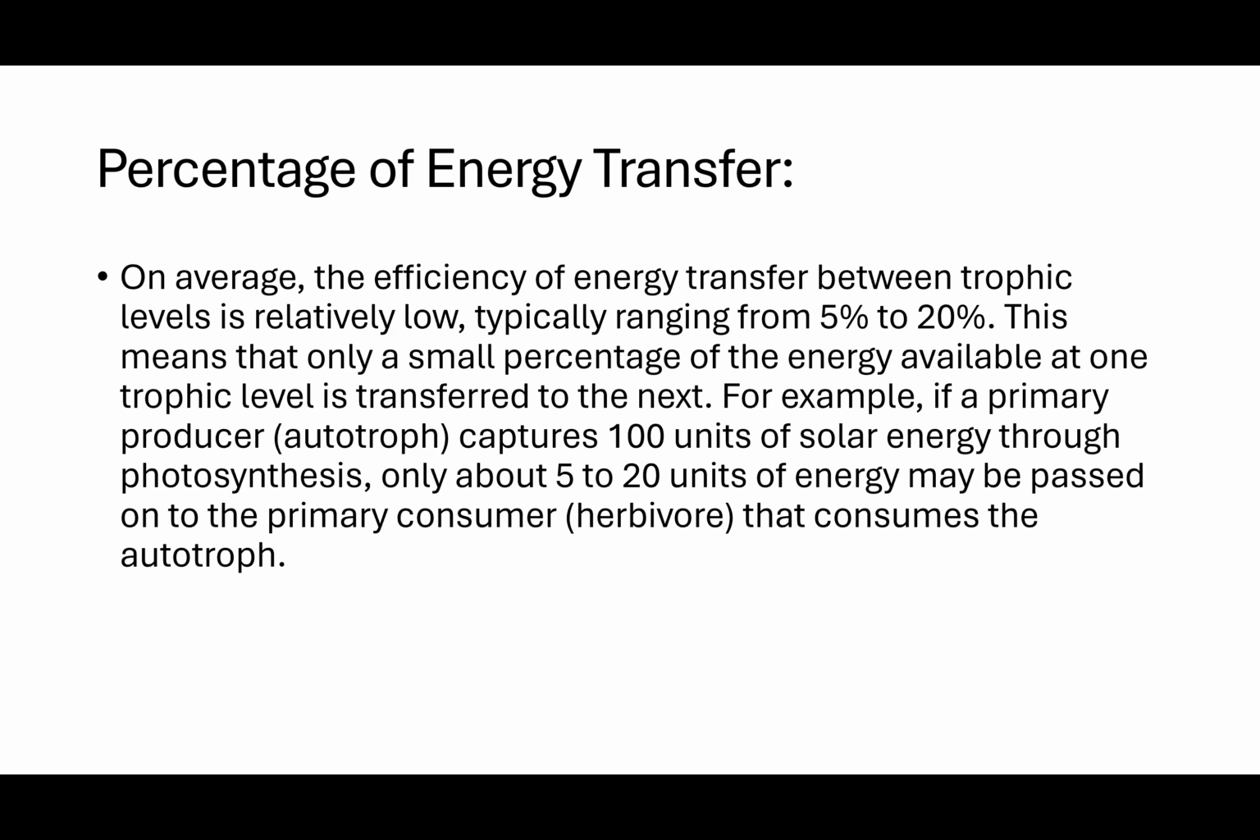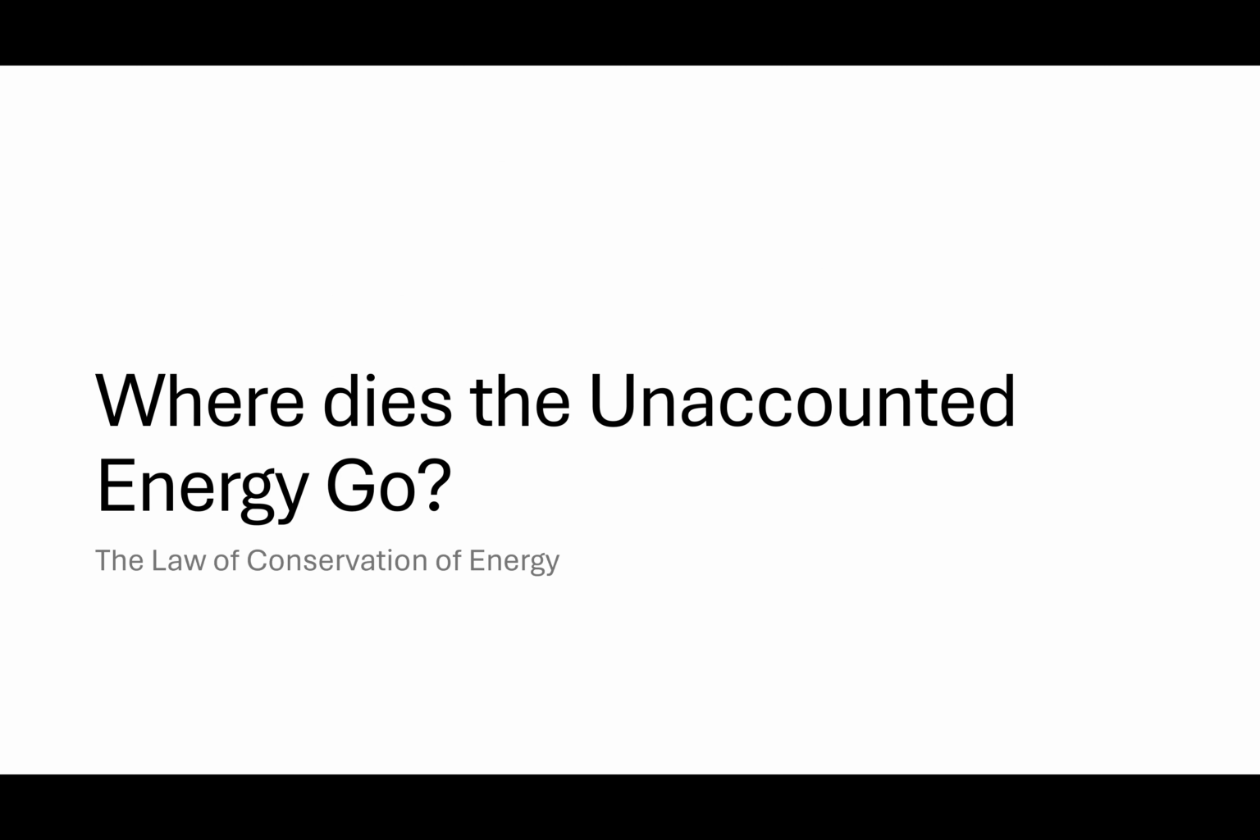For example, if a primary producer, an autotroph, captures 100 units of solar energy through photosynthesis, only about 5 to 20 units, or in our case 10 units, of energy may be passed to the primary consumer, which is a herbivore that consumes the autotroph. So that should be very clear. I don't think anybody should have an issue with that at all.